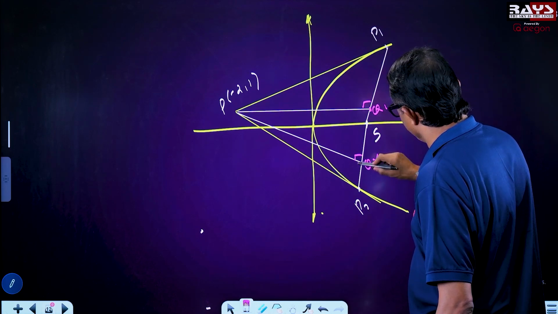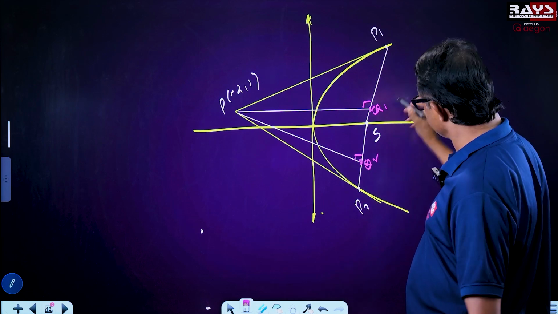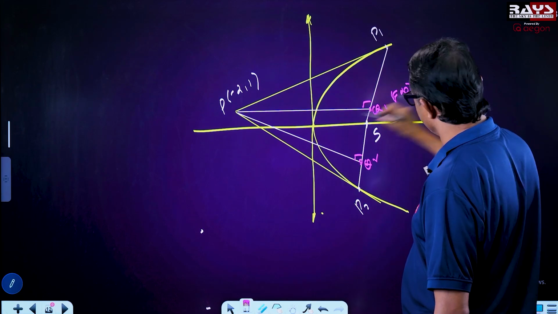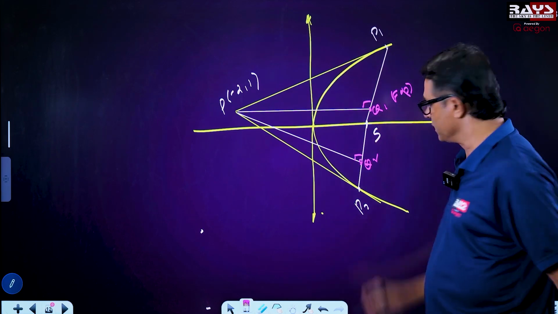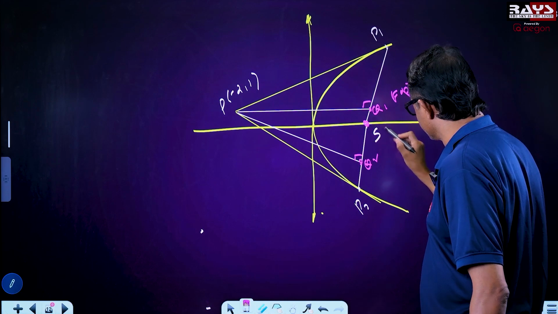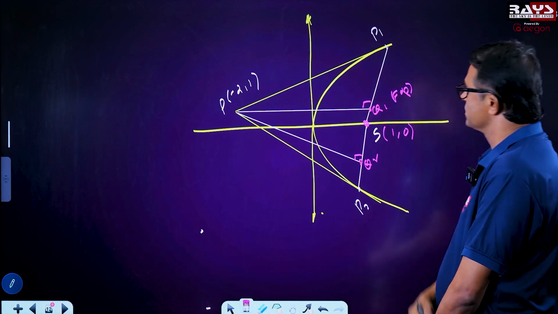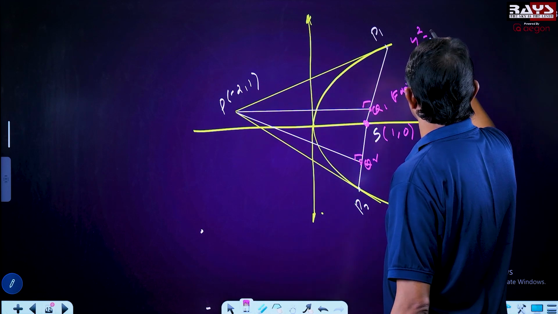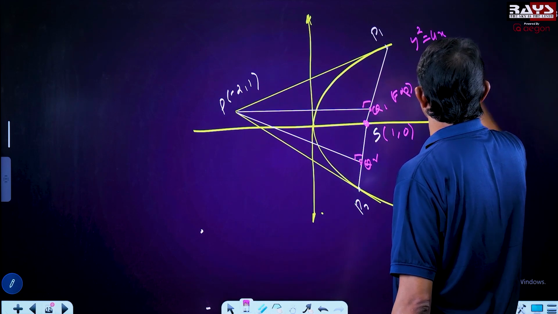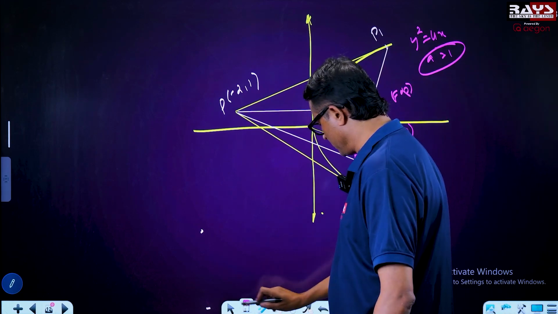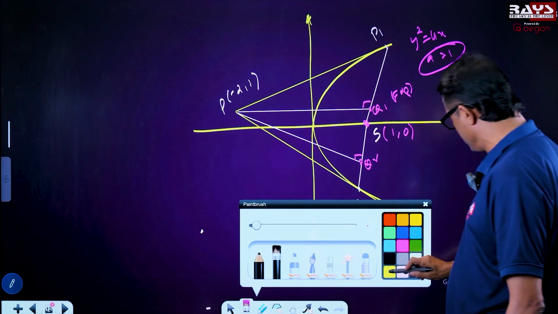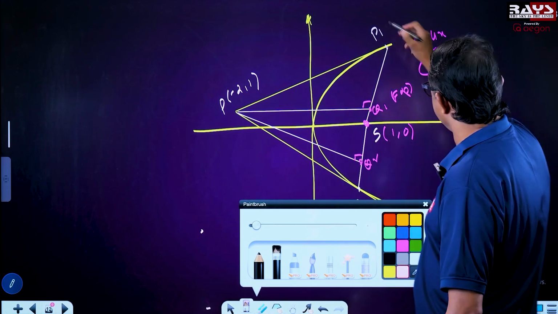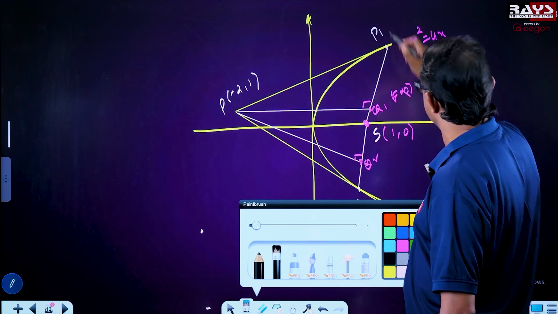So Q1 and Q2. Q1 is actually the foot of the perpendicular from this point. This is the focus. The focus is the point 1 comma 0 and this is minus 2 comma 1, and y square equal to 4x. So a is equal to 1. So when a is equal to 1, it is always better that we do this problem by taking the parametric form.